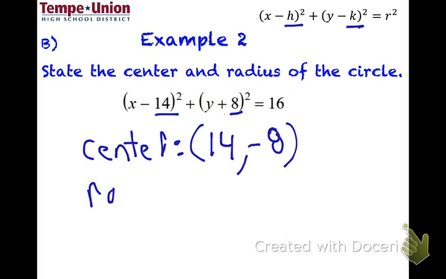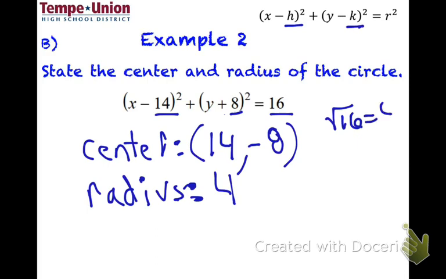And then the radius is going to be the square root of this number here. So that's going to be 4, because the square root of 16 is equal to 4. That's where we're getting the radius each time.